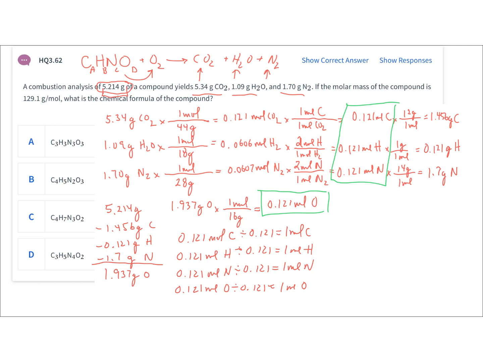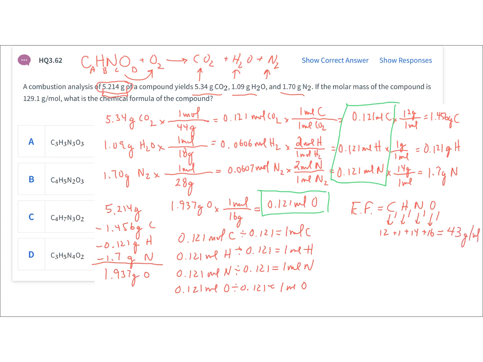So my empirical formula is CHNO. And I can come up with my empirical formula weight, right? Carbon is 12, hydrogen is 1, nitrogen is 14, and oxygen is 16. So my empirical weight comes up to be 43.